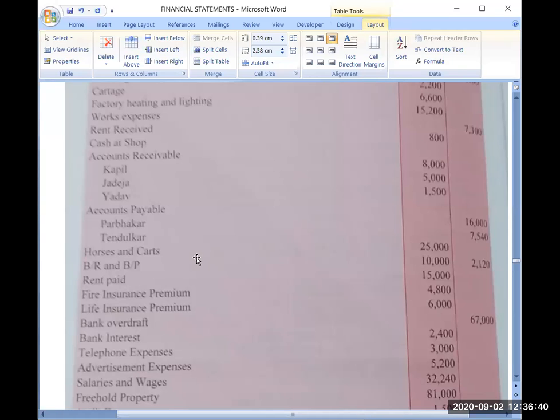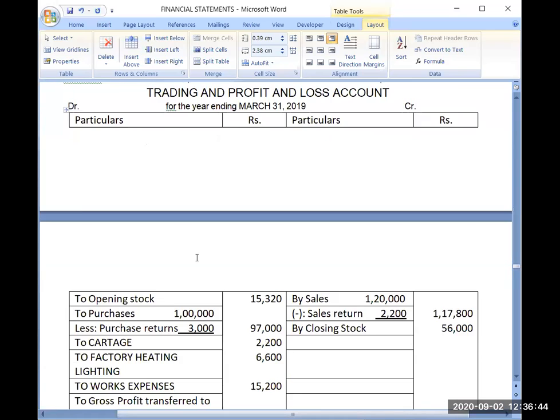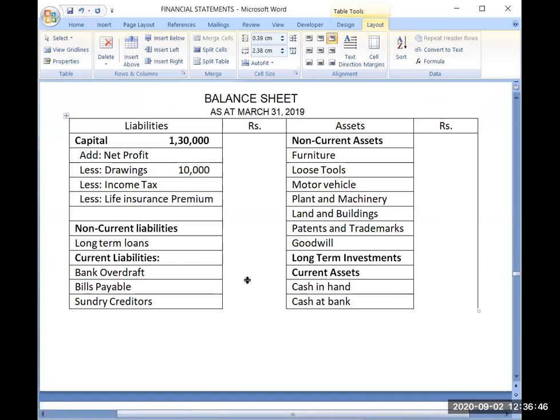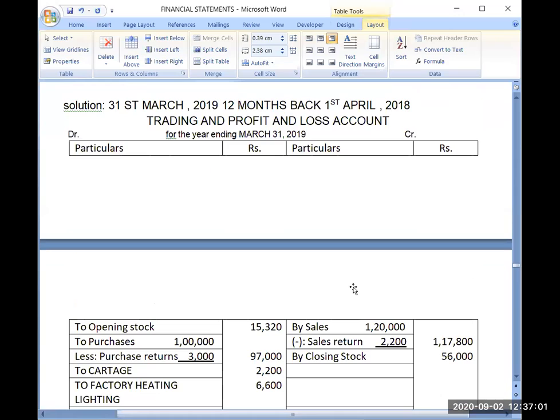Okay. So next is cash at shop. Cash at shop is your current asset, cash in hand. So cash in hand, or you can write simply here cash at shop. Both are same.